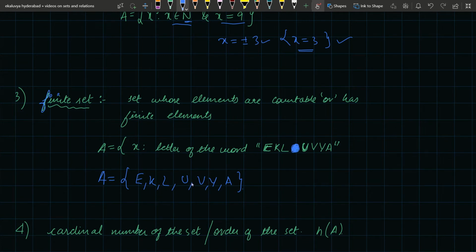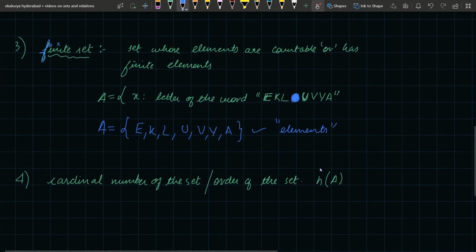So 1, 2, 3, 4, 5, 6, 7. There are 7 letters in it, and there are 7 elements in our set, and this is countable, right? This is called a finite set. These are the examples. The set of natural numbers is not finite.